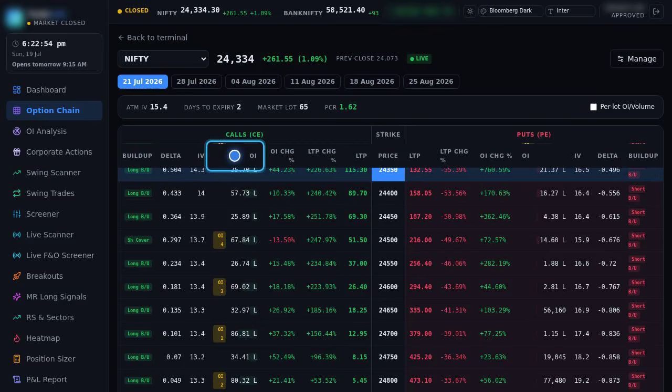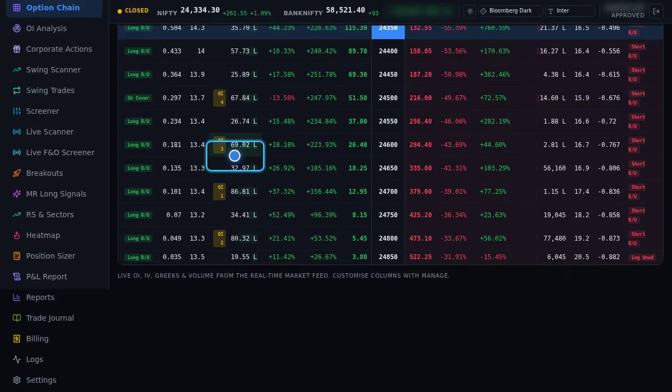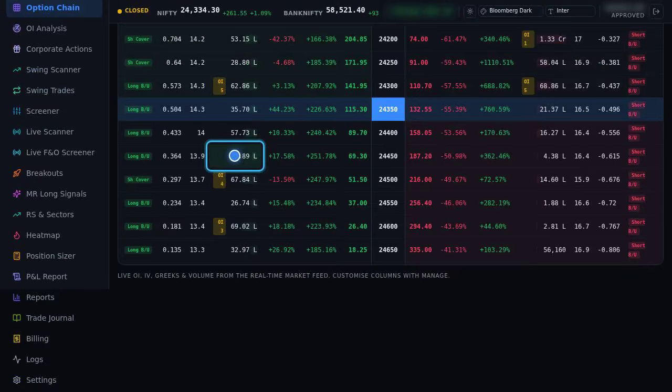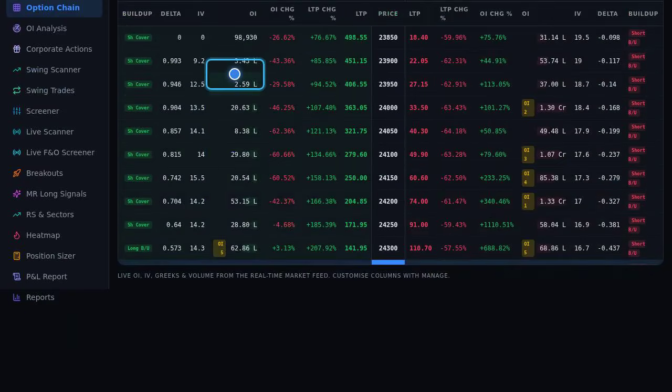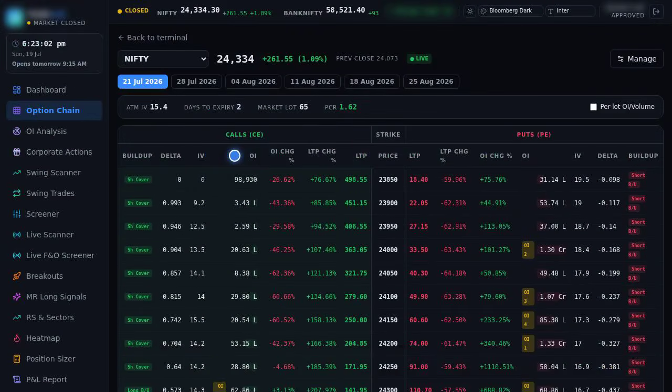Now we reach the single most useful column for reading market sentiment, OI, open interest. Open interest is the number of option contracts that are currently open, still live, still outstanding, at that particular strike. Please don't confuse it with volume. Volume is how many contracts changed hands today, but open interest is how many positions are still sitting open right now. Here is how you read it, and it's genuinely powerful.